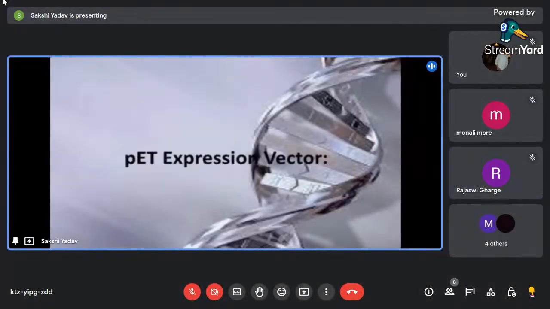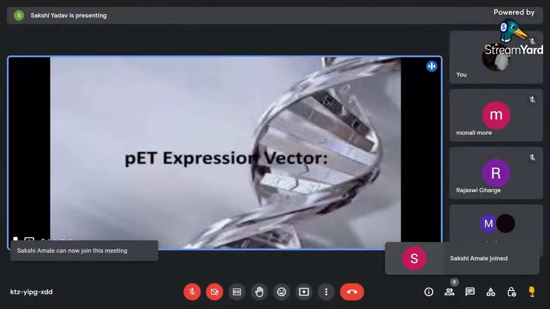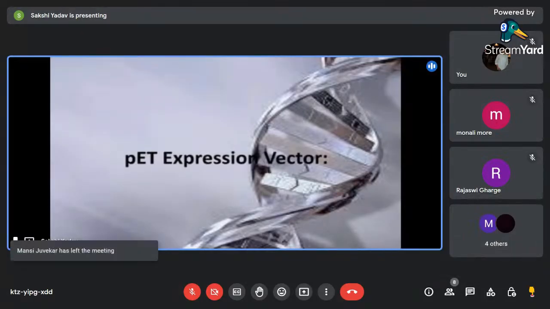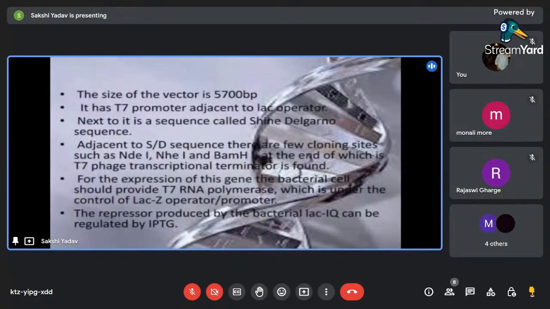So an example of an expression vector is the pET expression vector. This vector is used for the expression of recombinant protein in E. coli. This vector system utilizes the T7 promoter system for the control of gene expression. It is also used as a bacterial recombinant protein vector. The size of this vector is 5700 base pairs.